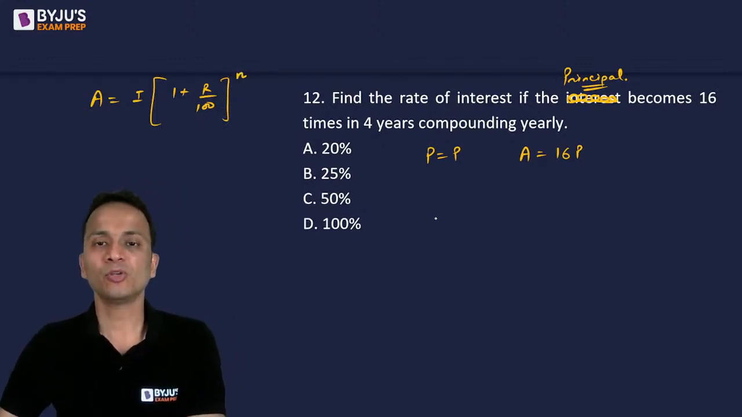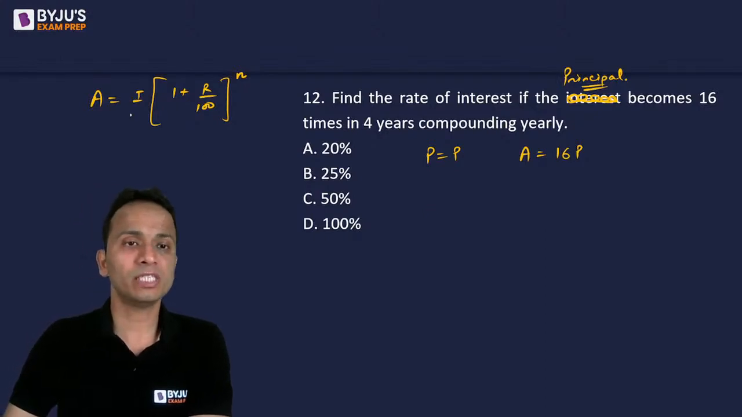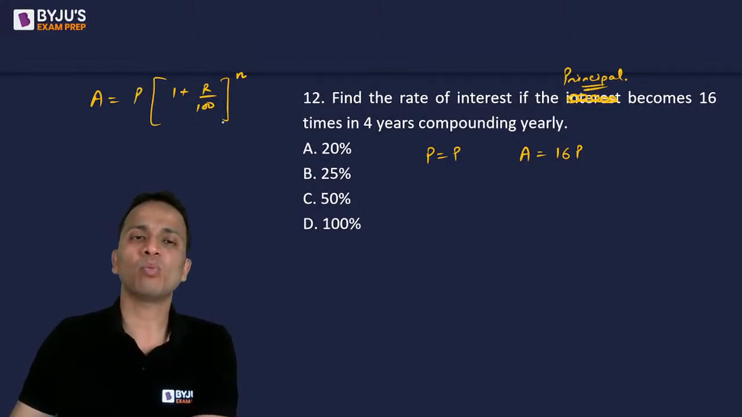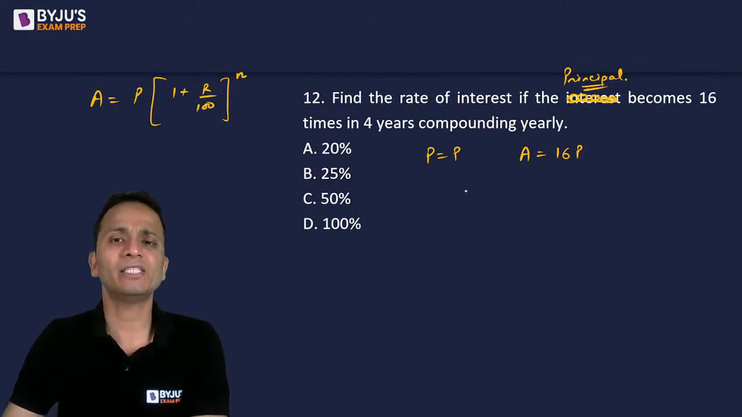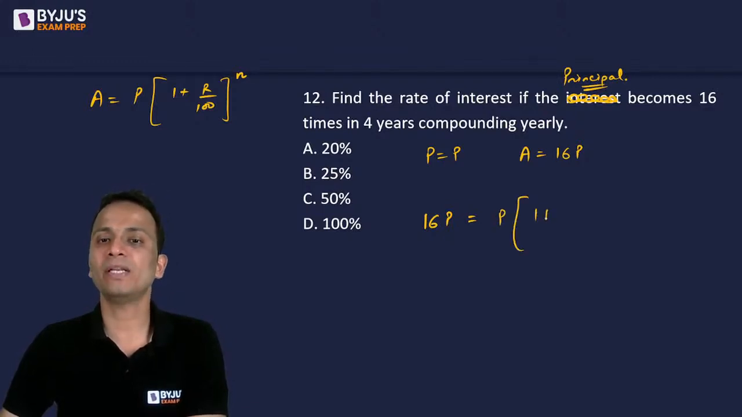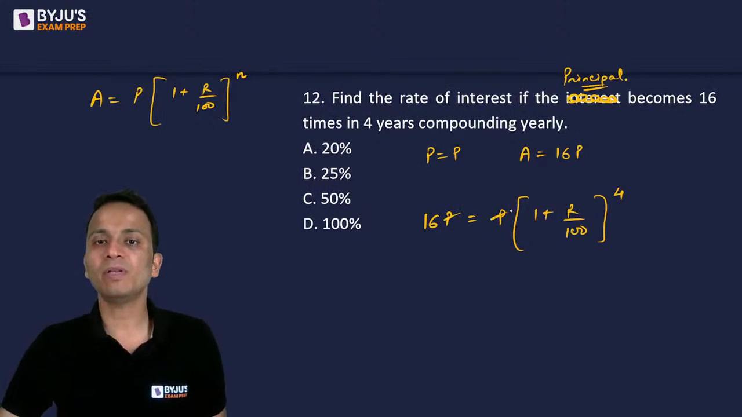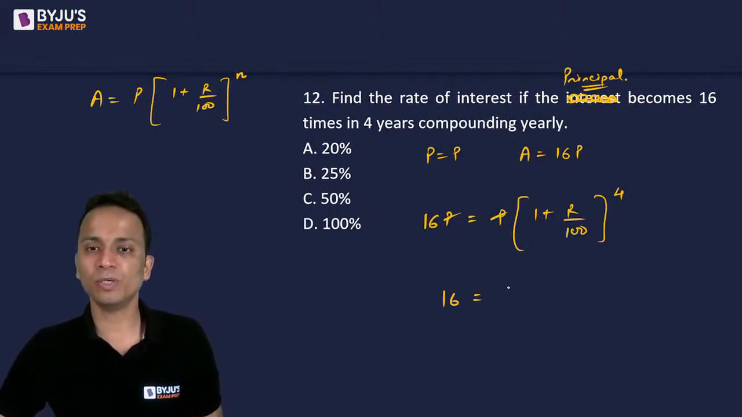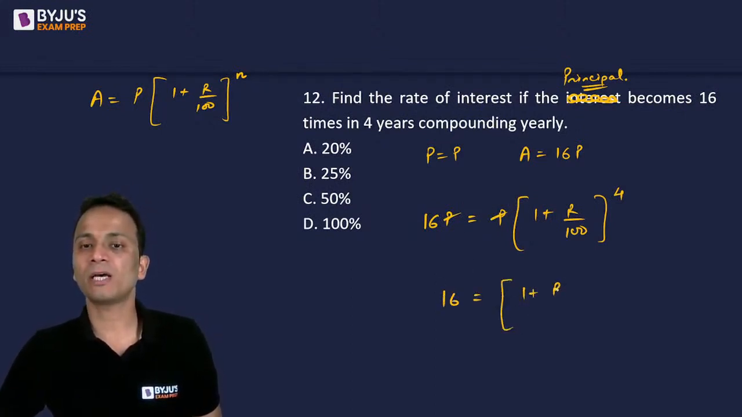ठीक है. सो अमाउंट इज इक्वल टू, एक छोटी सी गड़बड़ कर दी, अमाउंट इज इक्वल टू प्रिंसिपल, यहाँ पे इंटरेस्ट नहीं प्रिंसिपल होता है. So amount is equal to principal bracket 1 plus R upon 100 raised to the power n. N is the number of years. So amount is 16P is equal to principal bracket 1 plus rate of interest divided by 100, and the number of years here is 4. Okay. Now P and P will get cancelled. So 16 is equal to (1 plus R upon 100) raised to the power 4.